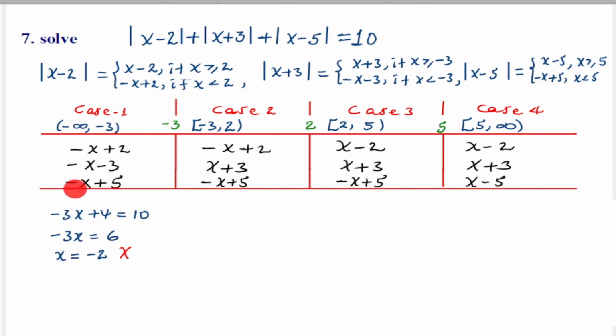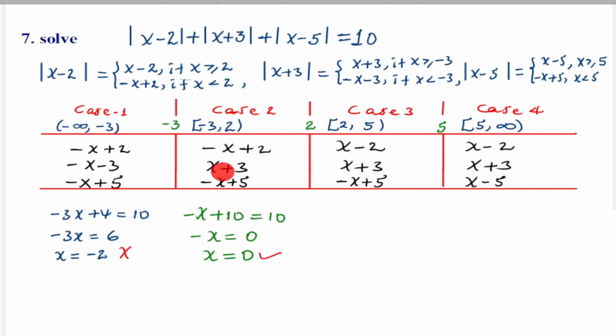So for case 1, add vertically. We get minus x minus x minus x, minus 3x. 2 minus 3 plus 5, we get 4. Minus 3x plus 4 is equal to 10. When we bring 4 to the right, 10 minus 4 is 6. Then divide by minus 3 both sides, we get x is equal to minus 2. But minus 2 is not a member of this interval, so minus 2 is not a solution.